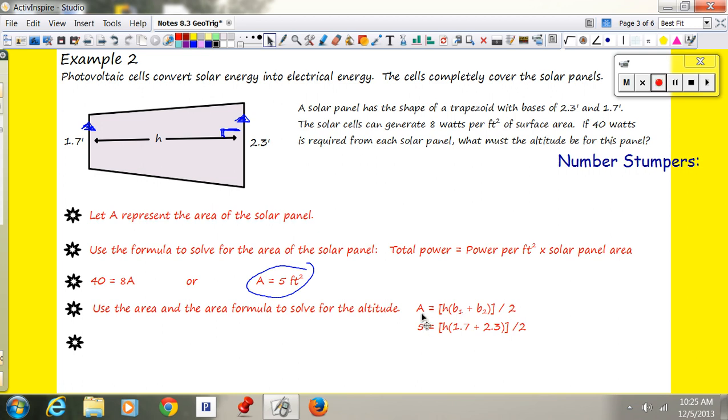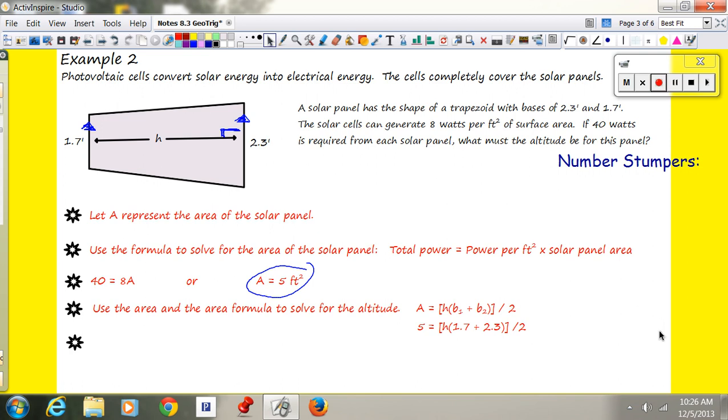This time I'm going to take out the A and put in a 5, because my area, I just found out, was 5. I'm going to leave h in the problem because I don't know what h is. I'm trying to solve for h. My two bases are 1.7 and 2.3. Those are in the picture over there. Those are my two bases. And then divide by 2.